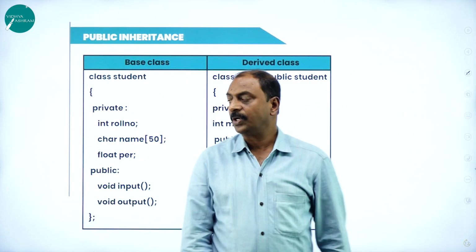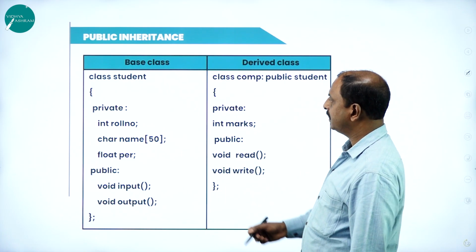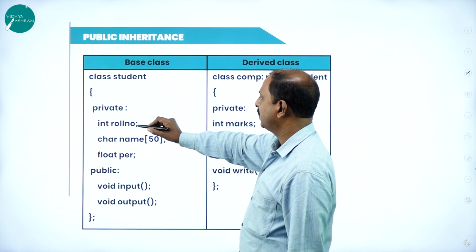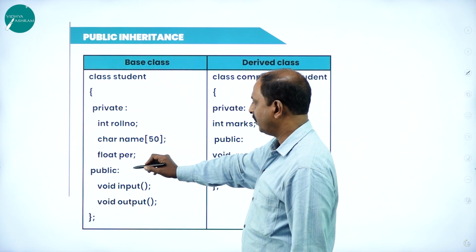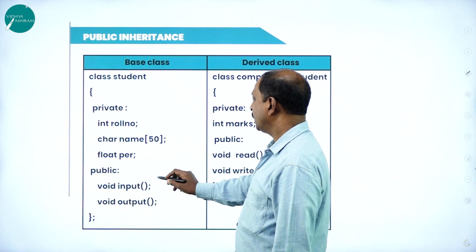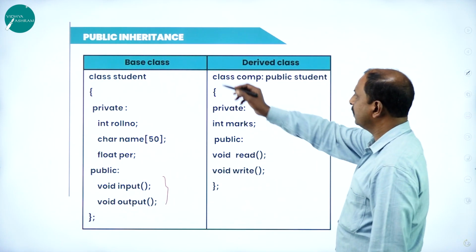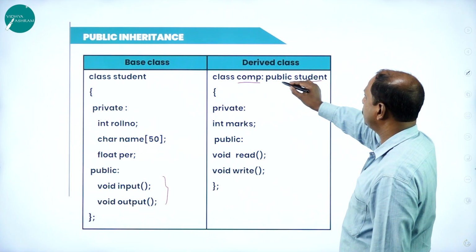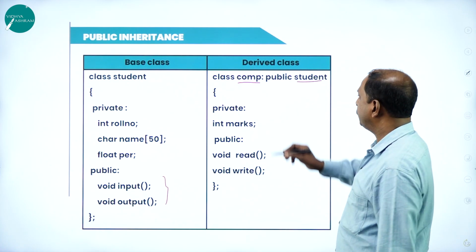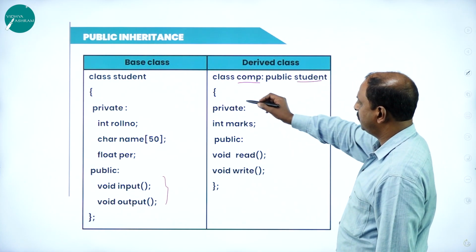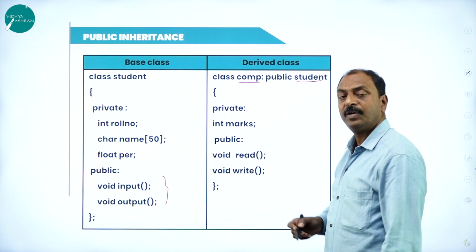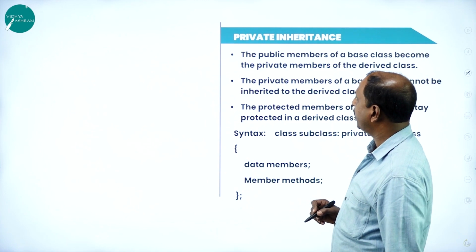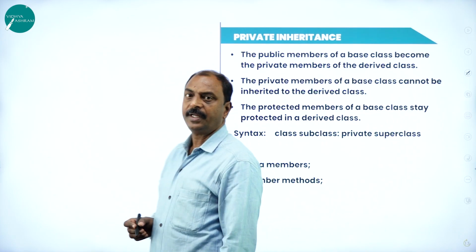Now, this is an example of what you have seen in the previous slide. One more example here, class student. This is the private members. Here, roll number, character name, public access specifier with the member functions. And here, this is class COMP and public student. So this is a public inheritance. So visibility mode is public here. So these are the different members and member functions of the derived class COMP. In the next slide, we'll see what is a private inheritance.